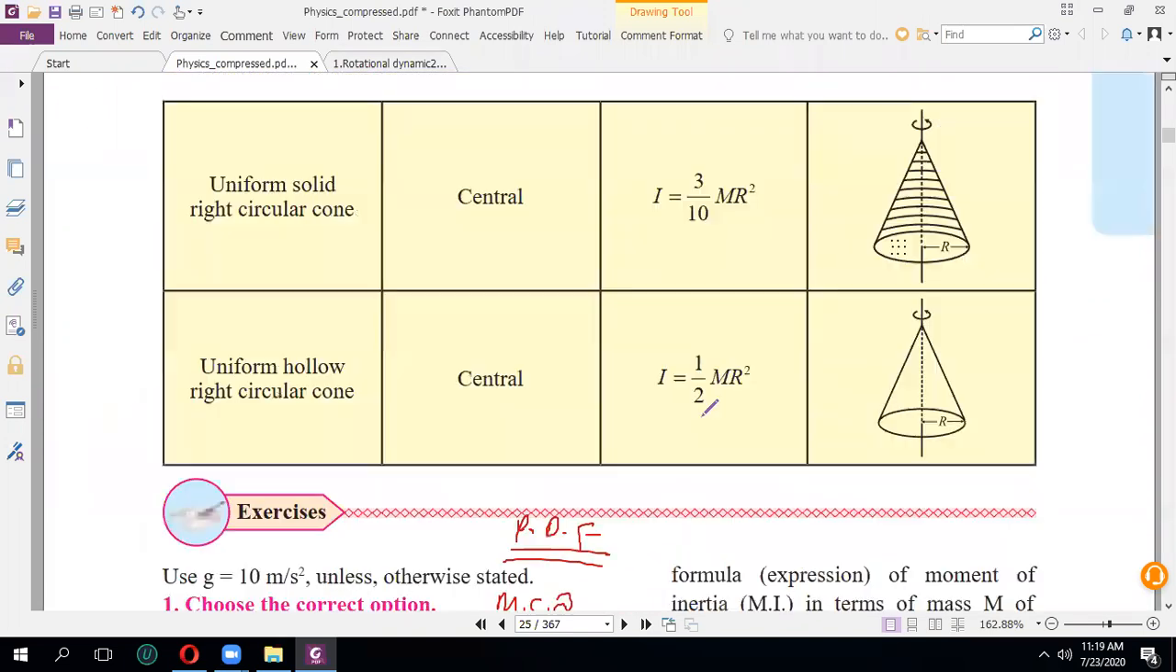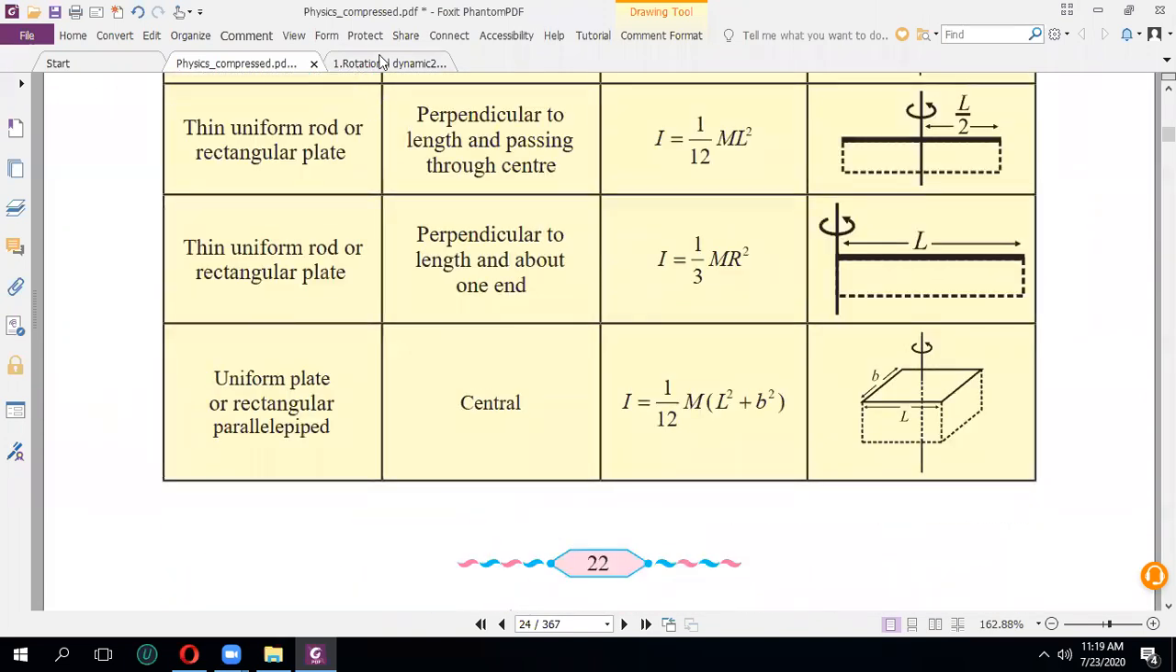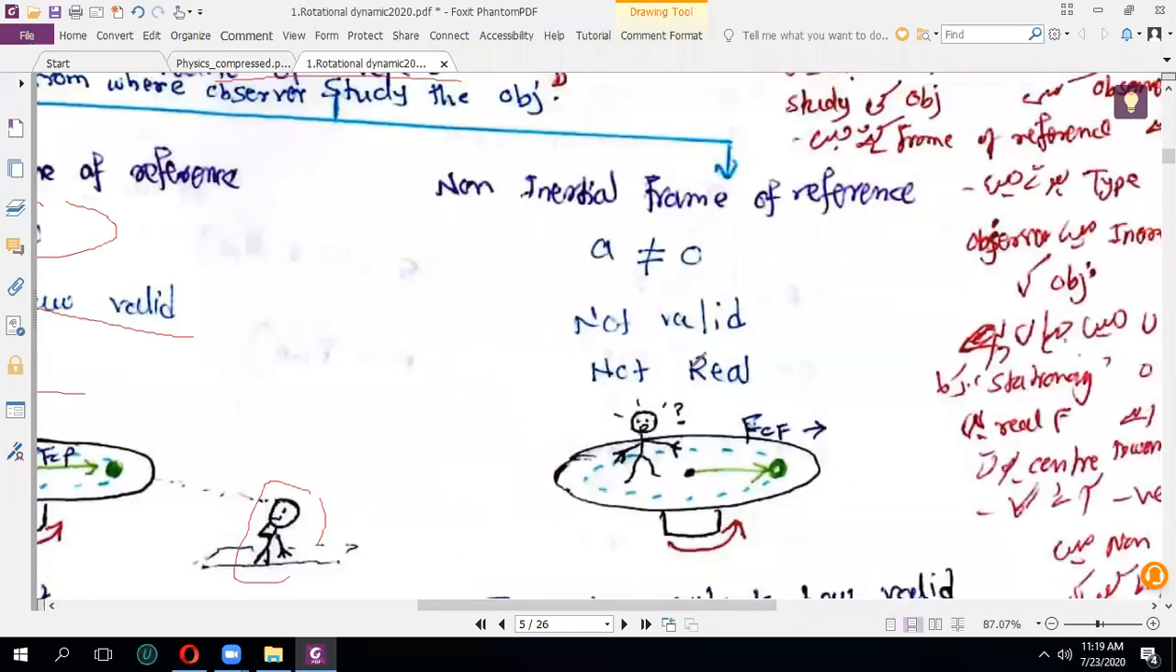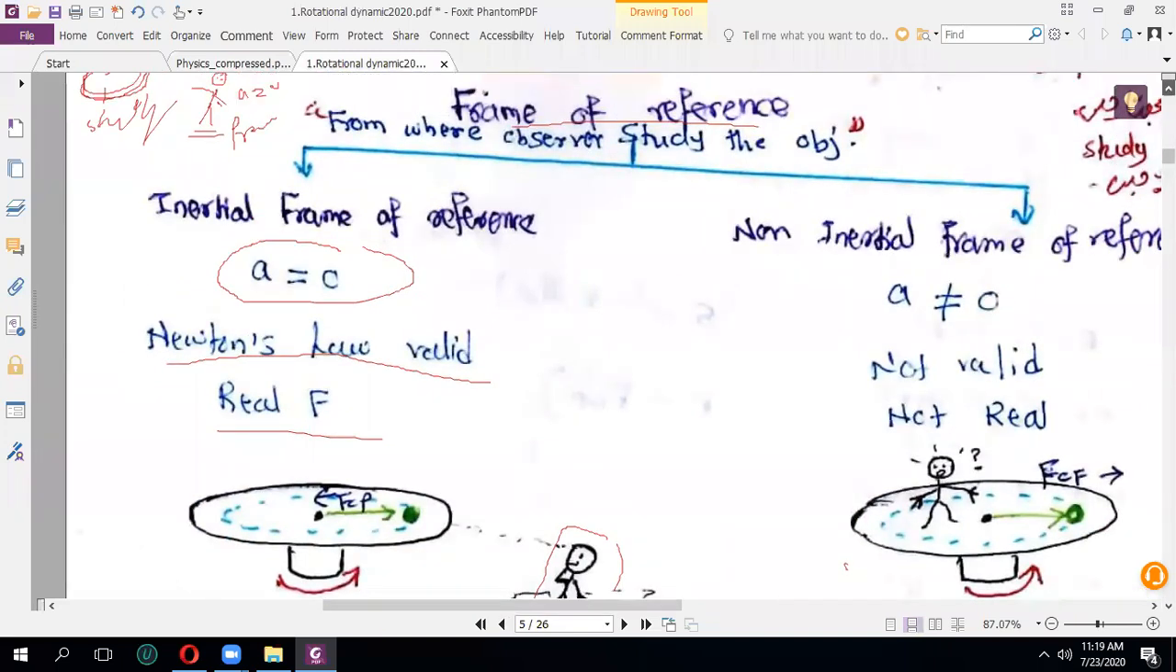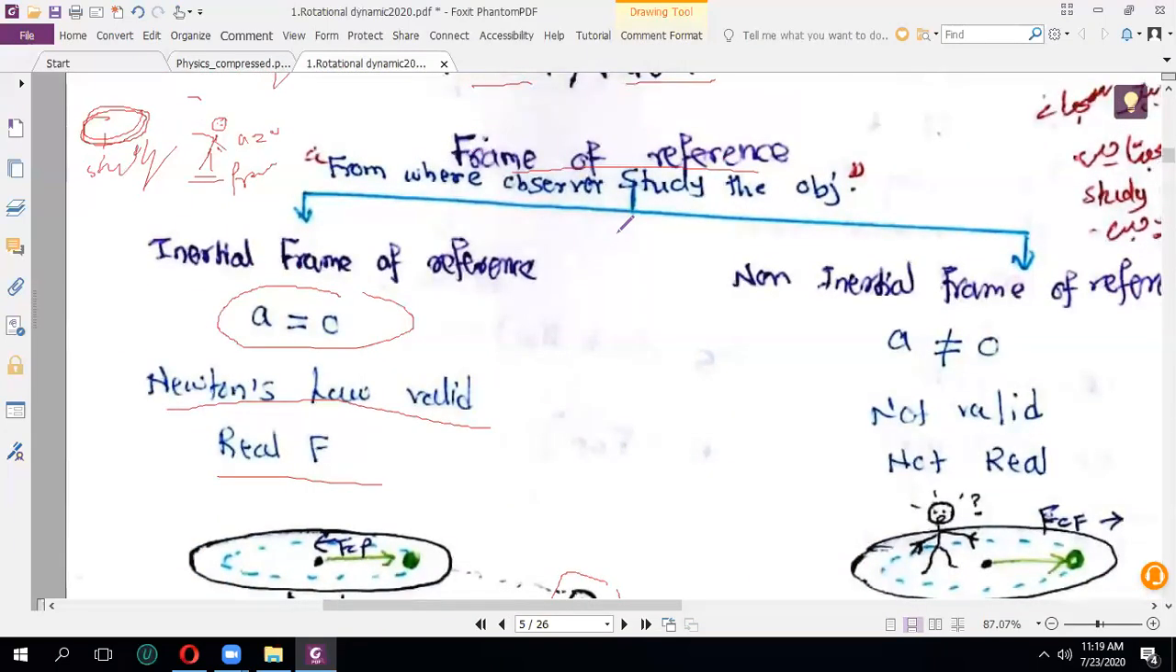Okay. Anything else? Do you have any doubt related to this part? I hope you understand this part. Yes, guys. Any doubt here? Is the whole part clear?